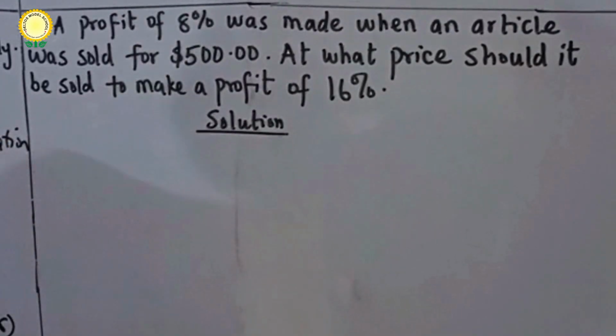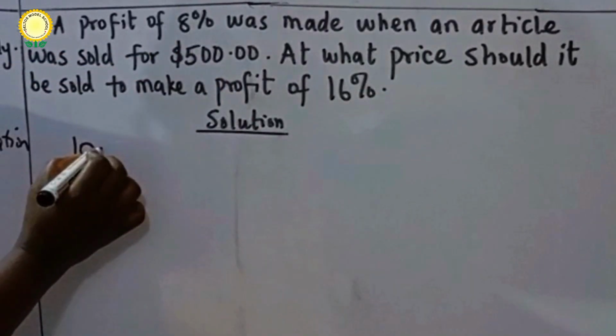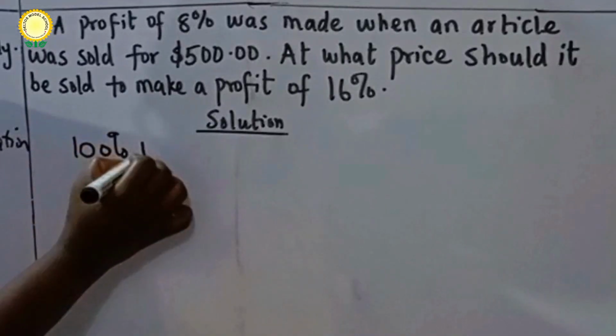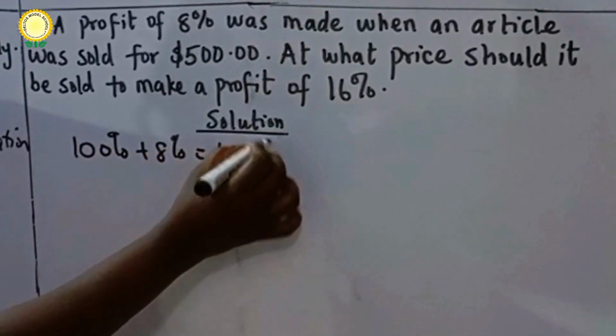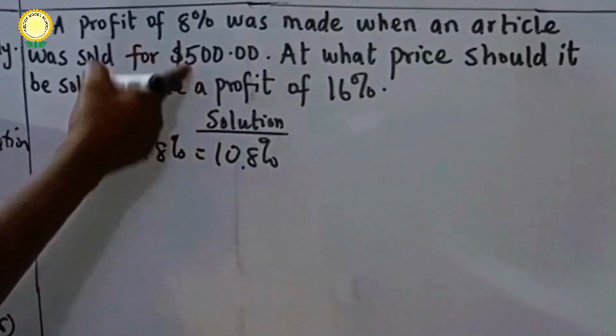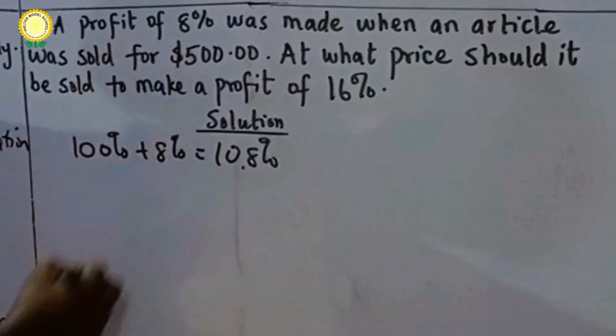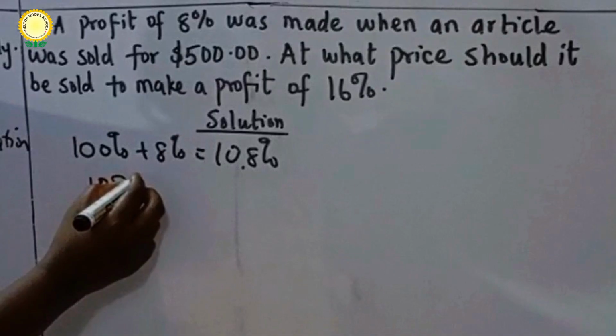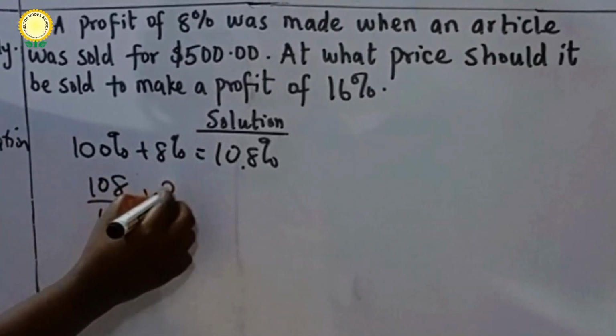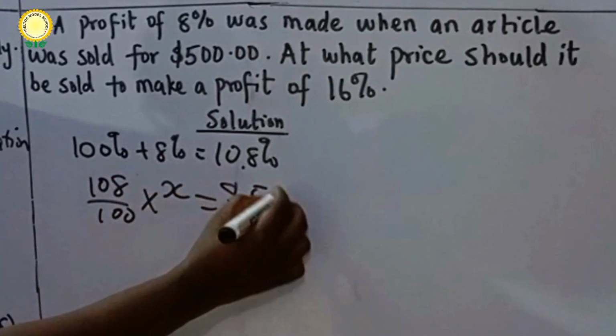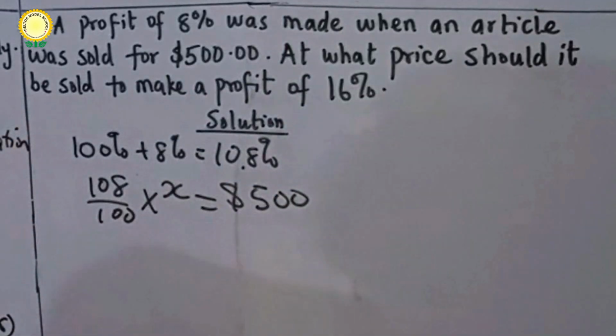100%, which is the original price, and 8%, which is the profit, put together will give us the selling price. So we have 100% plus 8% will give us 108%. This is equivalent to the price that was sold. Therefore, we can also say 108% times x, which is the original price. There are several ways of solving this actually. So this is one of the ways. I like using algebra so that everybody can understand.